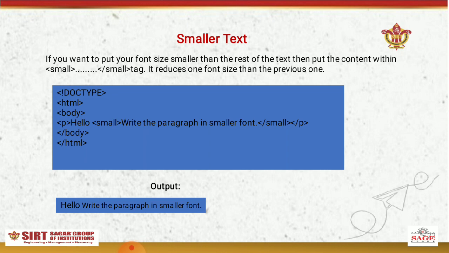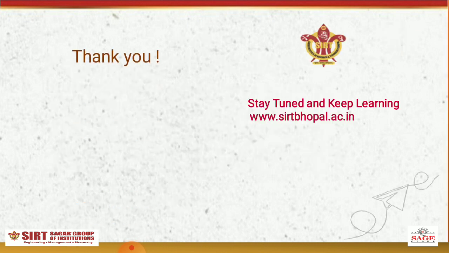So our example is: HTML starts, body section starts, P is a paragraph. We use a small tag. Write the paragraph in smaller format. Small tag is closed, paragraph is closed, body section closed, HTML closed. This is our output.